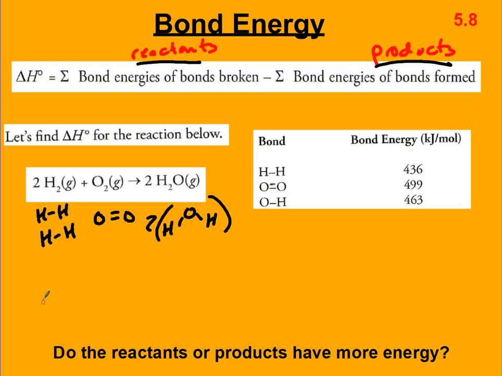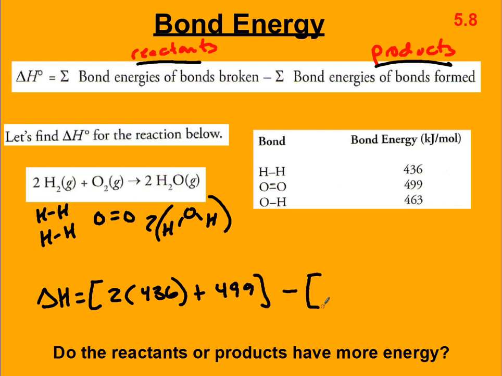I'm going to do my reactants first. So my delta H is equal to 2 HHs, so 436, plus 1 OO double bond at 499, minus, I've got 2 bonds of OH, but I have a 2 in front, so 2 times 2, 4 OH bonds. So all together on this one, I get my delta H is equal to negative 481 kilojoules per mole. So it says, do the reactants or products have more energy? Well, since my delta H is negative, my products have more energy.